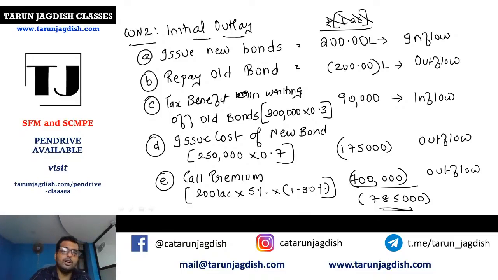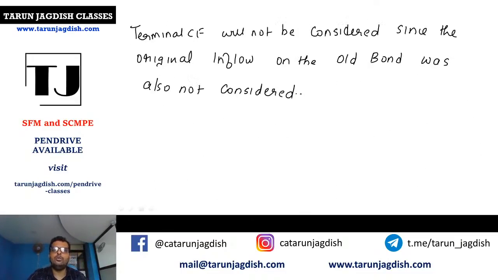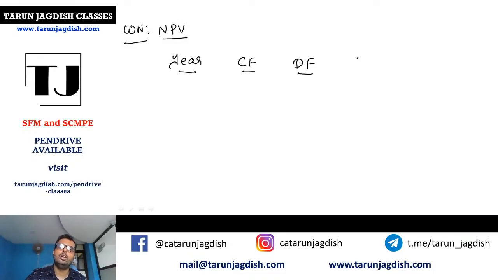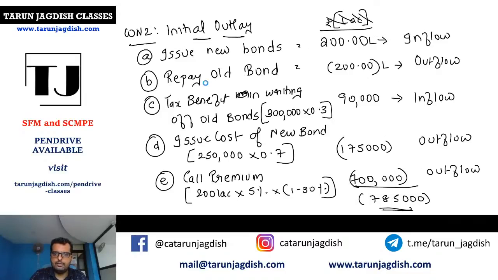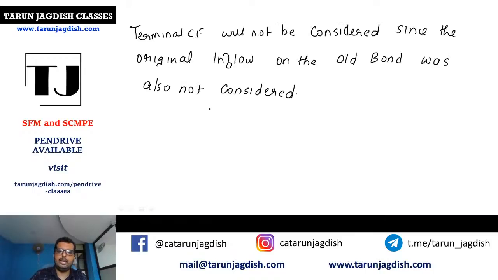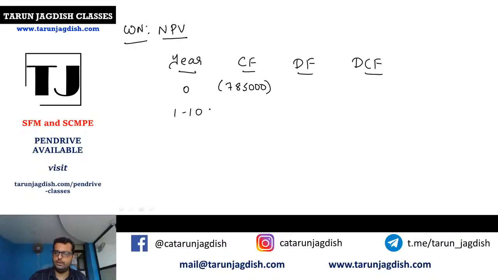Alright friends, I hope you are clear with this part also now. So now once you have written down till here, I will go to the final working note where the heading will be NPV. Here, cash flow, discount factor, discounted cash flow. Here, year 0, my cash flow turns out to be 7,85,000. Year 1 to year 10, my cash flow turns out to be 2,80,000. Year 10, the cash flow will be 0.